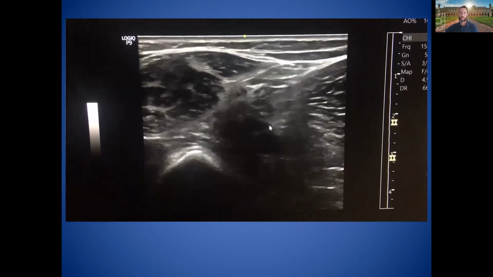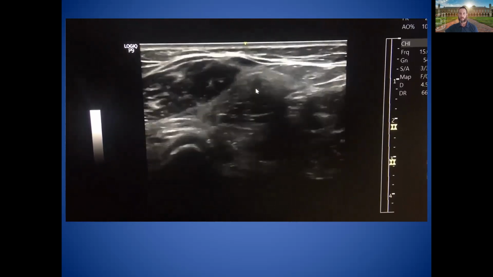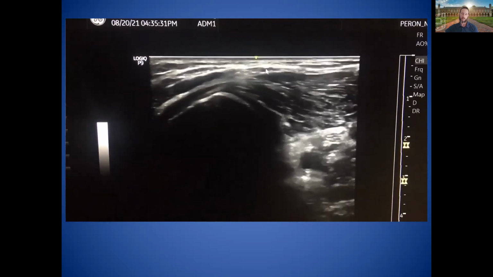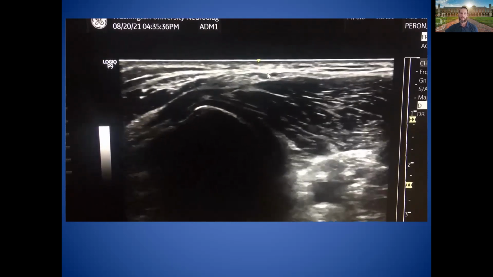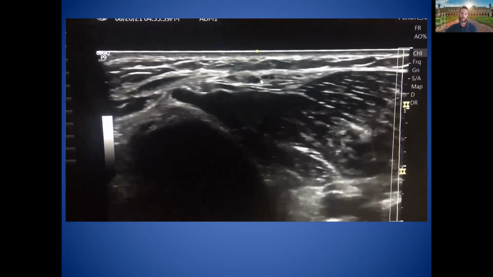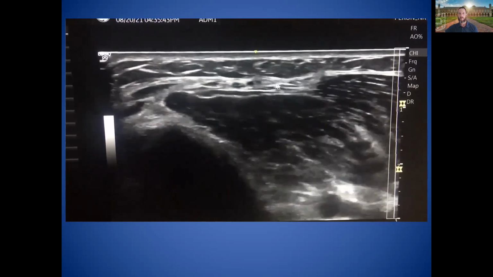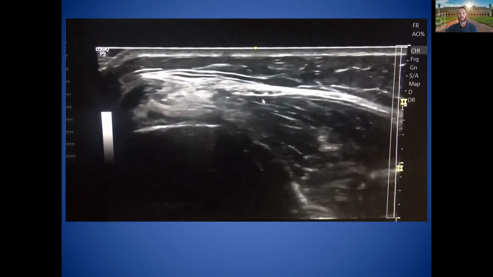Back proximally then to the bifurcation of the sciatic nerve, now to follow the common peroneal nerve, or the fibular nerve, right here, which you can see in the superficial space. This is the lateral cutaneous nerve, which is a branch off the common peroneal nerve.